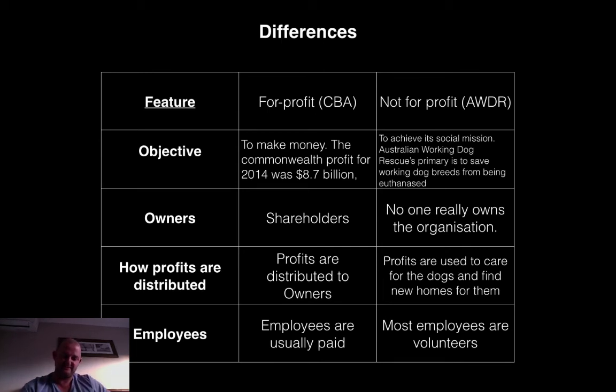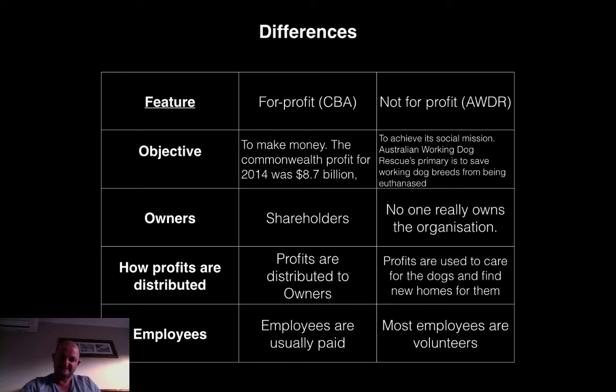The next feature is how profits are distributed. So profits are distributed to owners in for-profit, and for not-for-profit organisations, the profits are used to enhance the organisation, or linking it back to the objective, to try and achieve their social objective. So, for example, the Australian Working Dog Rescue, the profits are used to feed the dogs in care, to transport the dogs to new owners, to vaccinate and things like that.